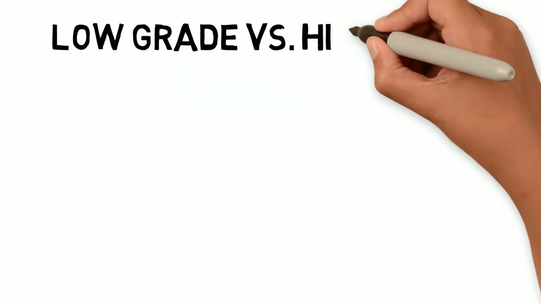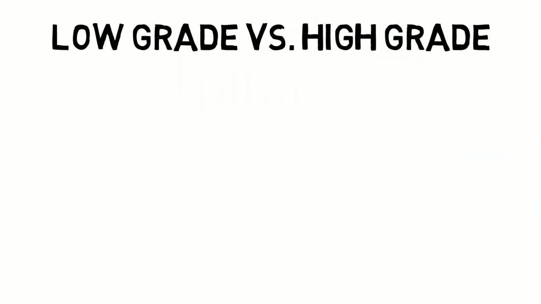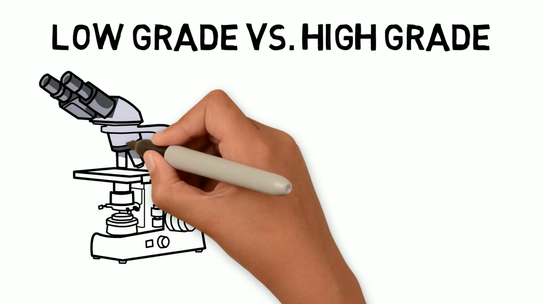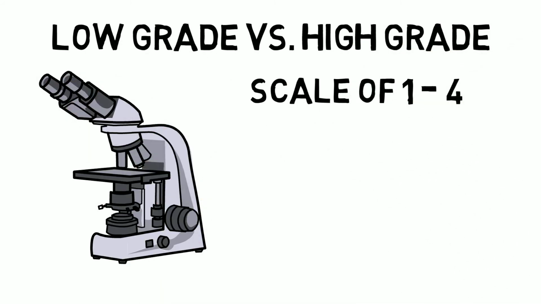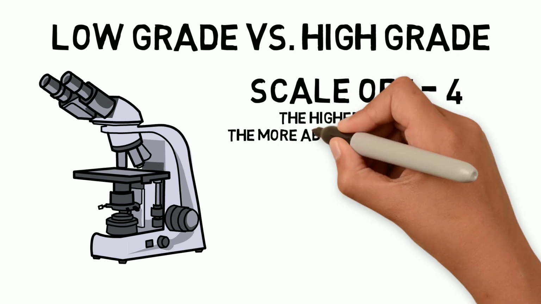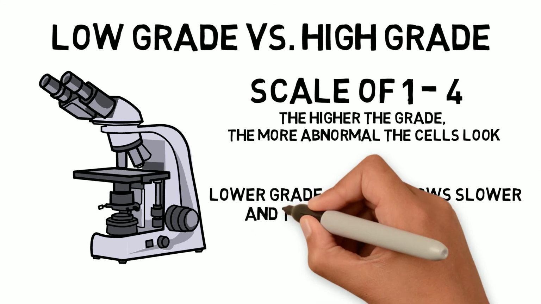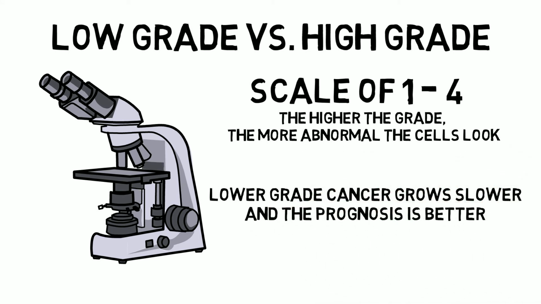Colon cancer is also classified as either low grade or high grade. Pathologists examine cancer cells under a microscope. They assign a number 1 through 4. The higher the grade, the more abnormal the cells look. Low grade cancer tends to grow slower than high grade cancer. The prognosis is better for people who have low grade cancer.